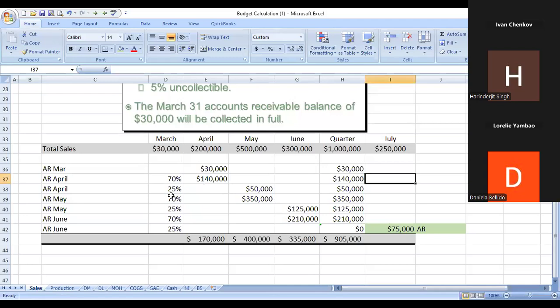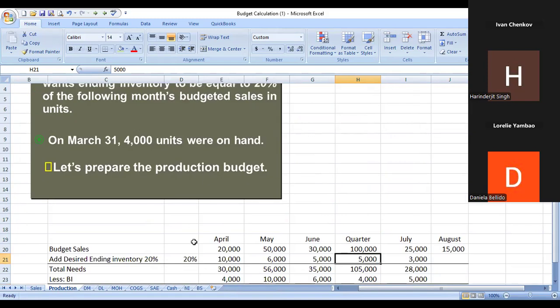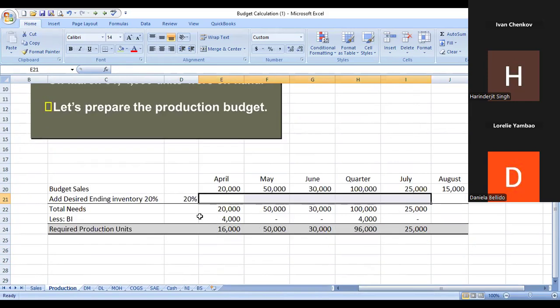How are we going to do that? Let's move to the Excel spreadsheet and see that the next budget will be the production budget. How are we going to start the production budget? First, again, we're going to get what the manager wants, how much we have at the end of March, and then we're going to start the preparation. Let me delete something first, and then we're going to start working again. So our starting point will be the sales budget.